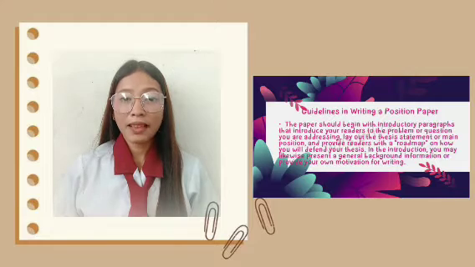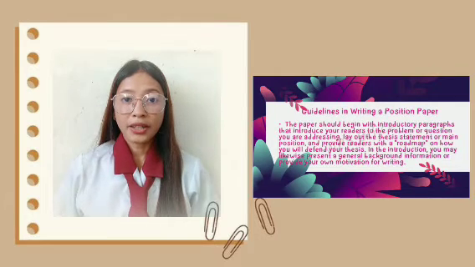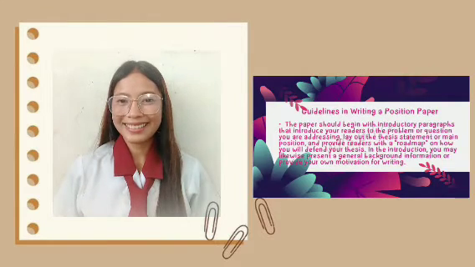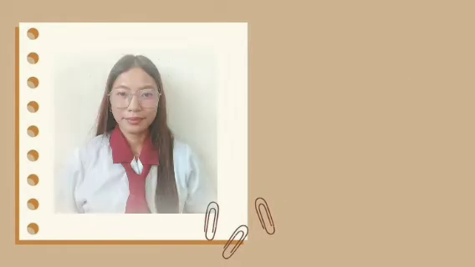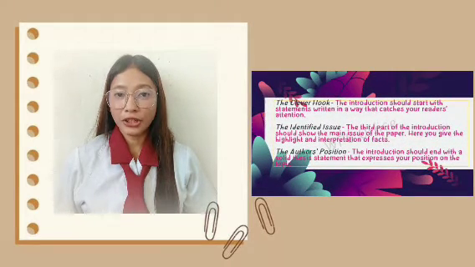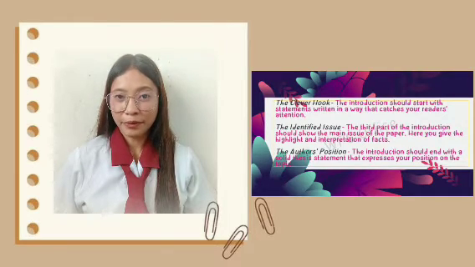The roadmap, like what I said recently, is where in an essay you track its argument from the beginning of the position paper to the end, paragraph by paragraph, in order to produce a condensed version of the argument. Also, there's a clever hook, identified issue, and author's position in the guidelines in writing a position paper.